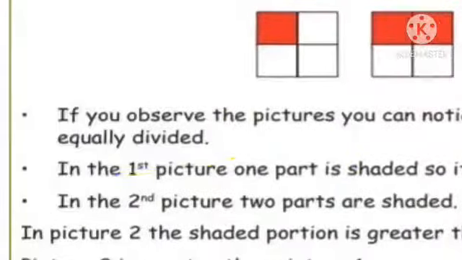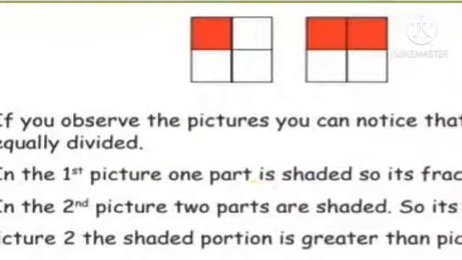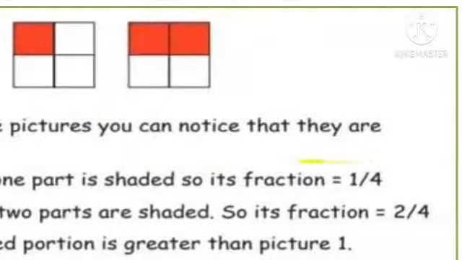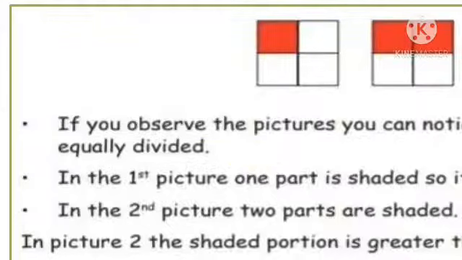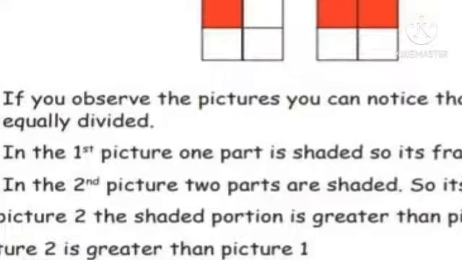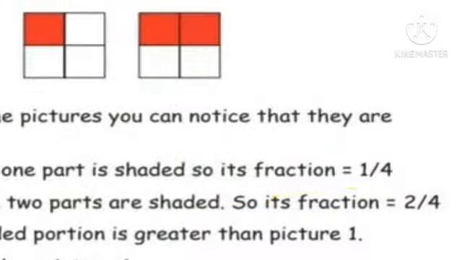Now children, if you observe the picture, you can notice that they are equally divided. Yes, I told you. The square has been equally divided into 4 pieces. In the first picture, one part is shaded. So the fraction is 1 by 4. In total we have 4, so we write 4 in the denominator. The 1 they shaded, we write in the numerator. So 1 by 4.